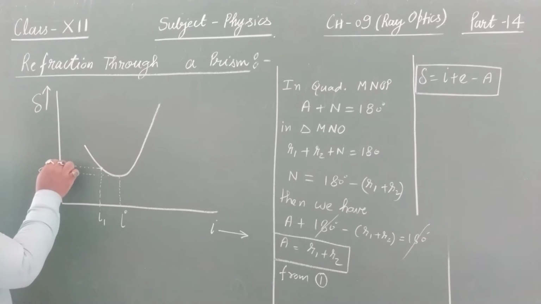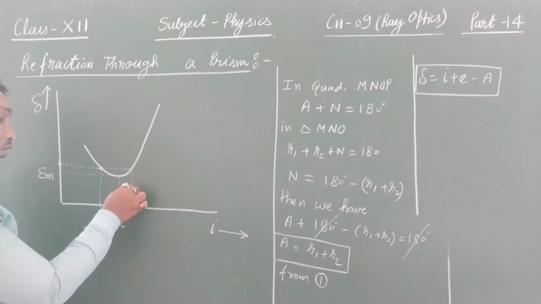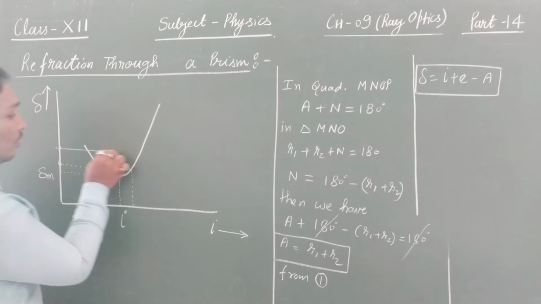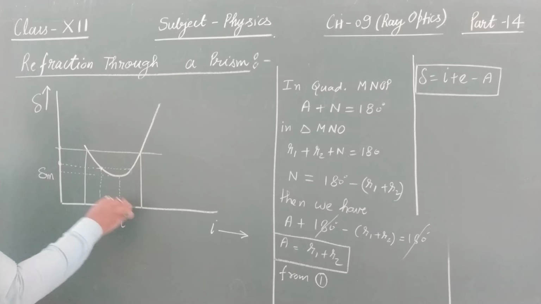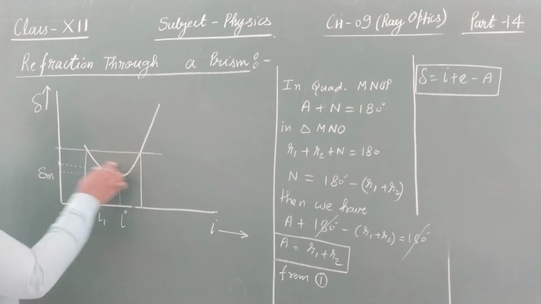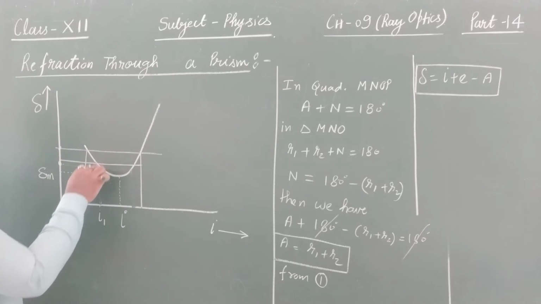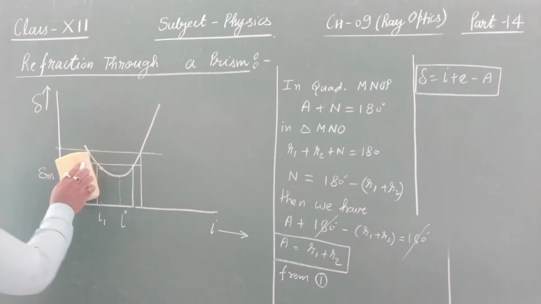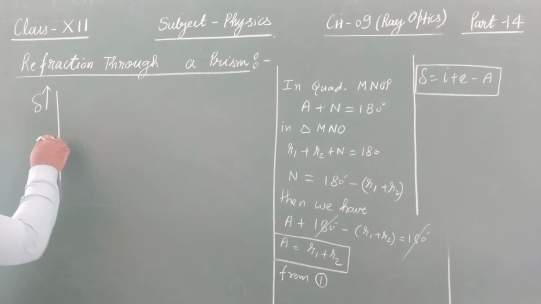say this is the deviation for angle I1, but the same deviation is shown by another angle of incidence also. Just see, for this value of deviation there will be two angles of incidence, isn't it? I hope I am clear. For this value of angle of deviation, again we have two values of angle of incidence. So each angle of deviation will have two values of angle of incidence except only one, and that one is the minimum angle of deviation.